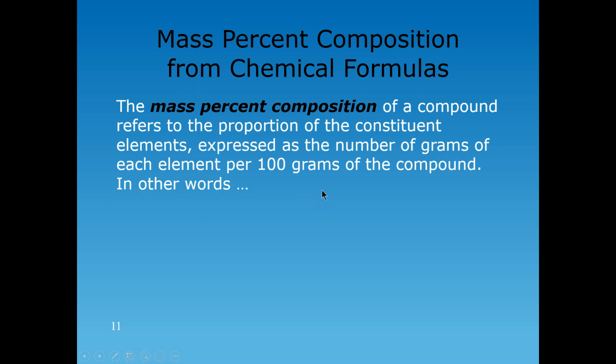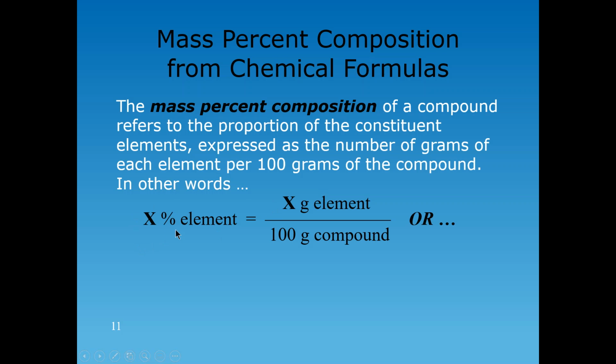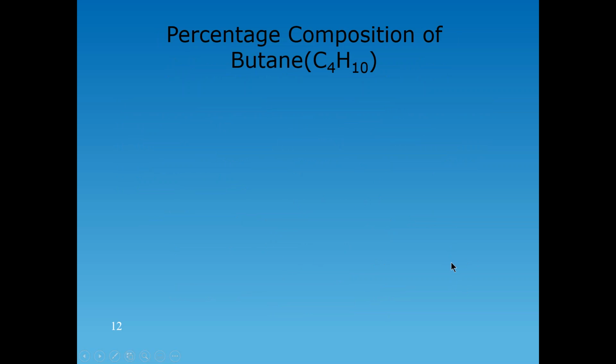So if you want to express this mathematically, whatever the percentage of the element is in the compound, we take the mass of the element divided by 100 grams of the particular compound. Or you simply take the mass of the element present in a sample of the compound divided by the mass of the compound times 100%. So these are two different ways of calculating the same thing, all right? And therefore, obviously, if you calculate the percentage by mass of each element in a compound, then when you add them up, you should get a total of 100%, all right?